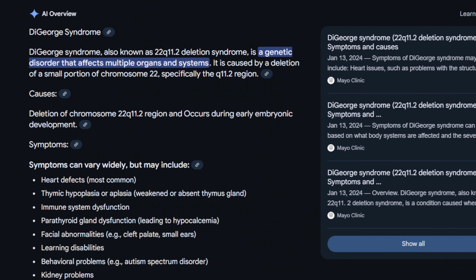And remember DiGeorge syndrome. DiGeorge syndrome is a very well known 22q11.2 deletion syndrome. It is a genetic disorder that affects multiple organs and systems. It is caused by the deletion of a small portion of chromosome 22, specifically the q11.2 region.